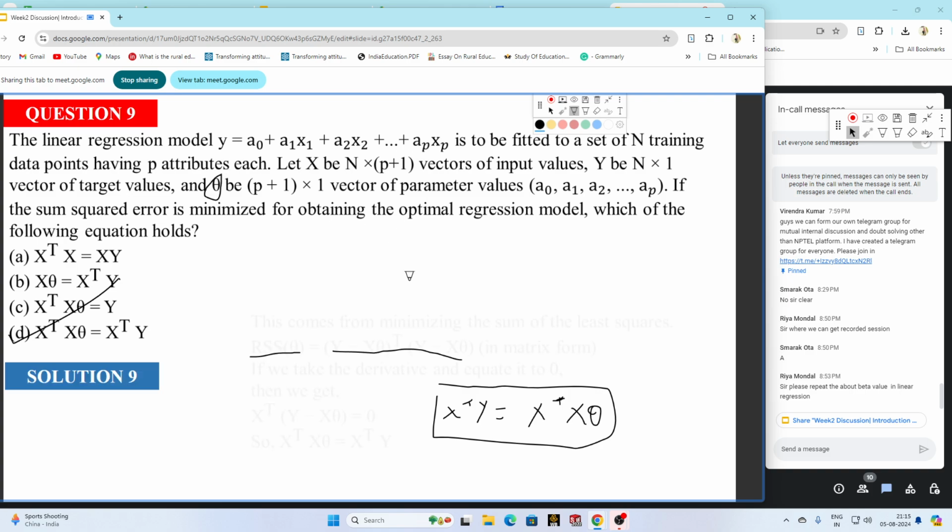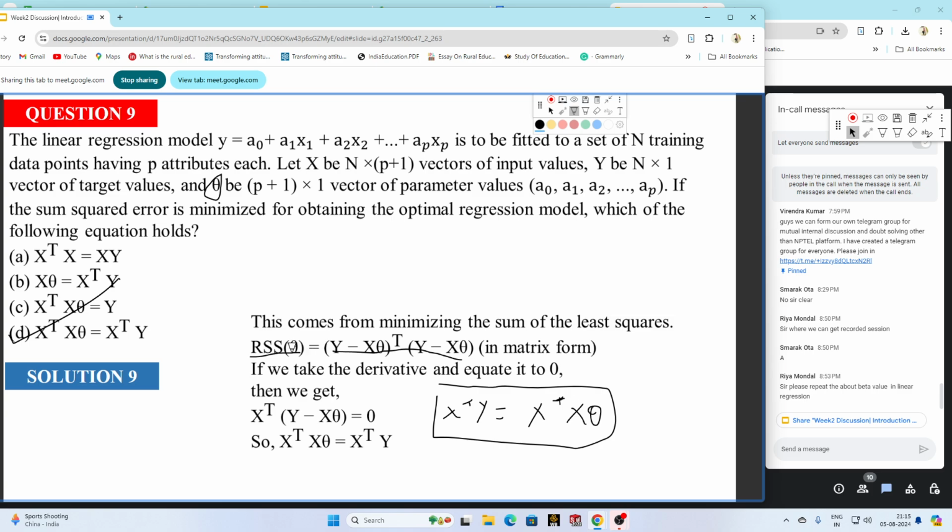So we know this equation: RSS with respect to beta is y minus x beta transpose times y minus x beta. Now if we replace beta with theta, we get y minus x theta transpose y minus x theta. Now if we differentiate it, we will find x transpose y minus x theta equals 0. Now we can solve this: x transpose y equals x transpose x theta. So option D will be our correct answer.